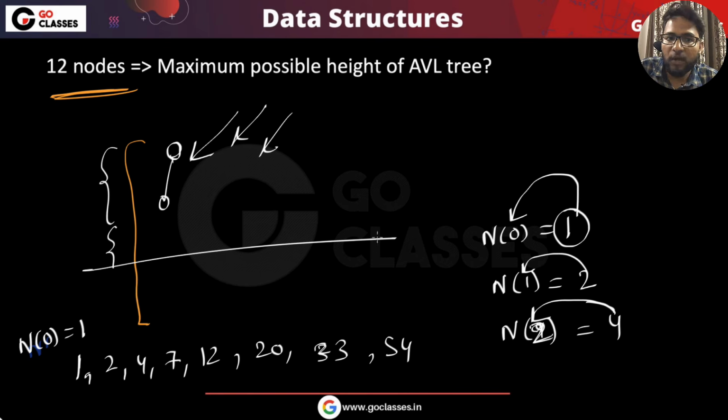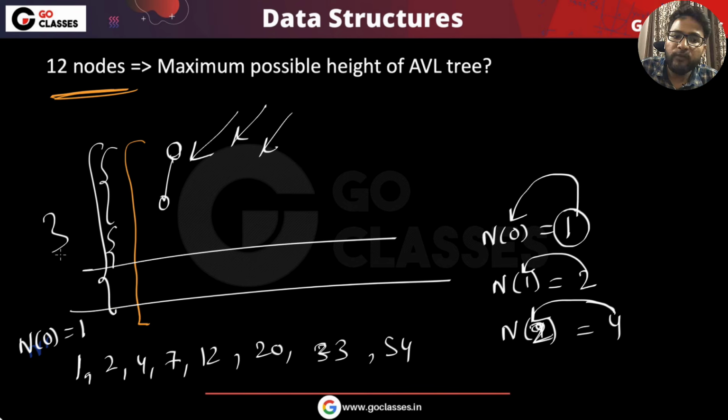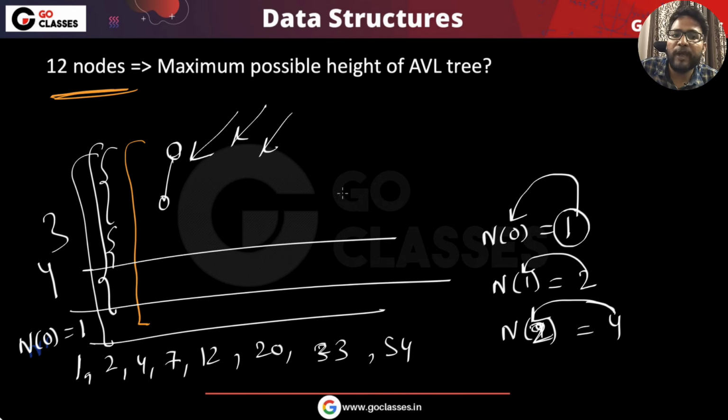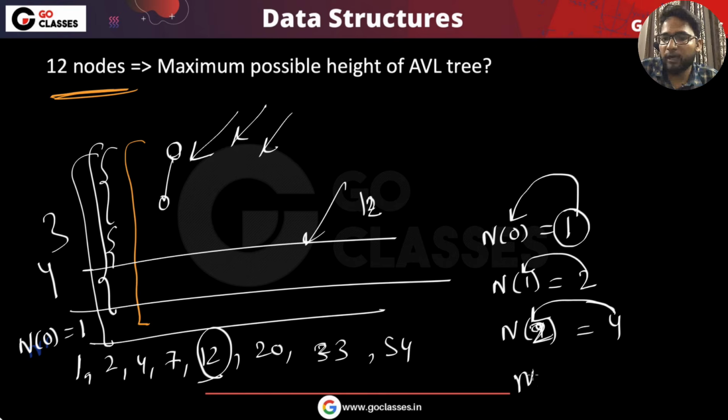So till now 4 nodes are consumed. If you throw 7 nodes, you will be getting height of 3. If you throw 12 nodes, then you will be getting height of 4. This is the maximum possible height. So if you throw 12 nodes, you will be getting height of 4. Basically they are asking this number.